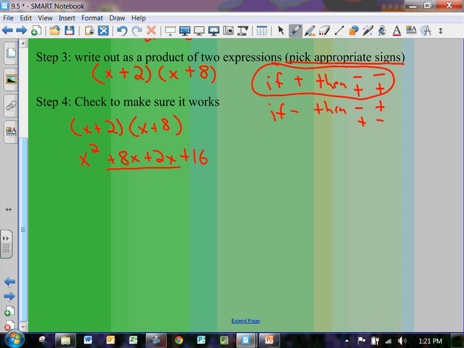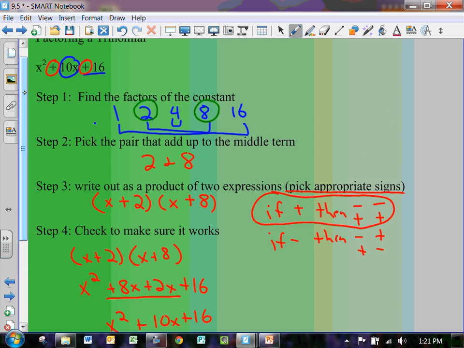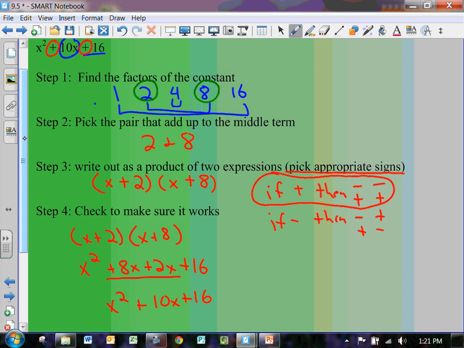We're going to combine our like terms in the middle. So x squared plus 10x plus 16. And we want to make sure that that ends up being what we started with. So we started with x squared plus 10x plus 16. And we ended with x squared plus 10x plus 16. So we've correctly factored this out.